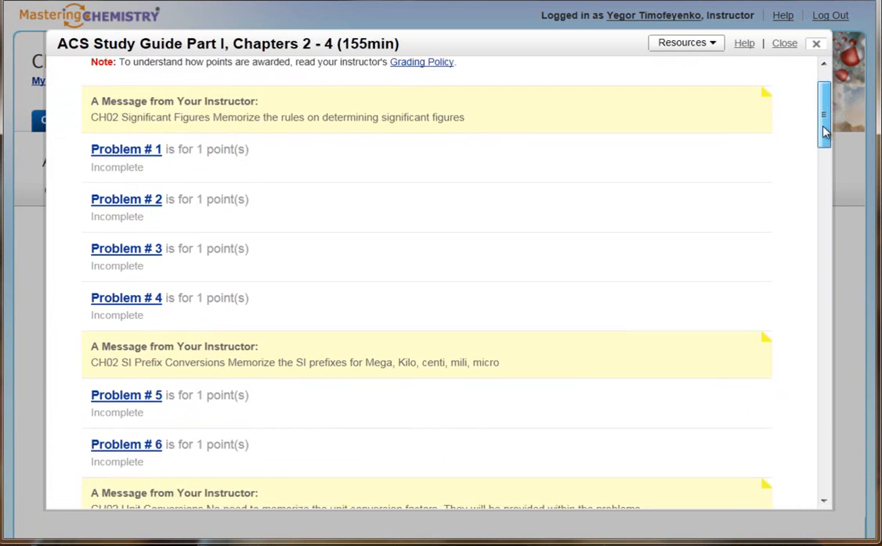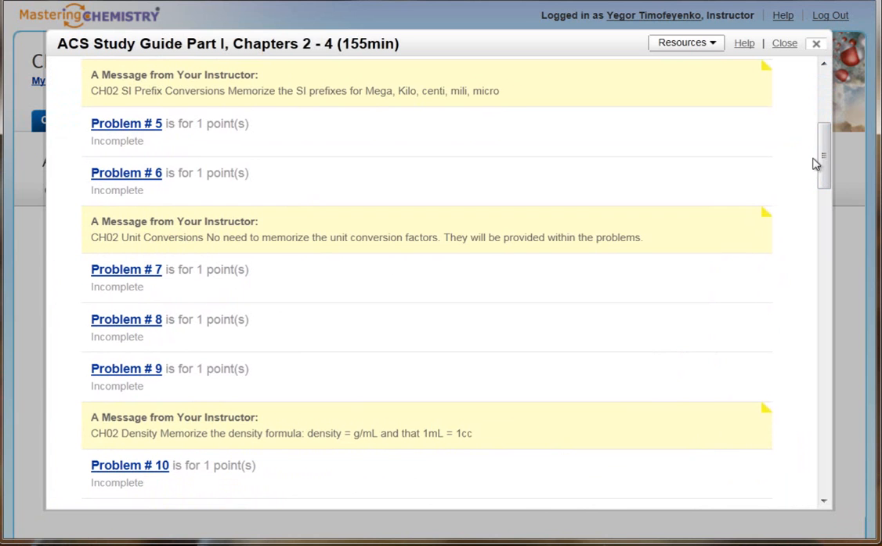Let's move on to the next topic, SI prefix conversions. For this particular exam, it's important that you memorize SI prefixes for mega, kilo, centi, milli, and micro, which are 10 to the negative 2, 10 to the negative 3, 10 to the negative 6, and this one is 10 to the 3, and this one is 10 to the 6. So make sure to memorize those.